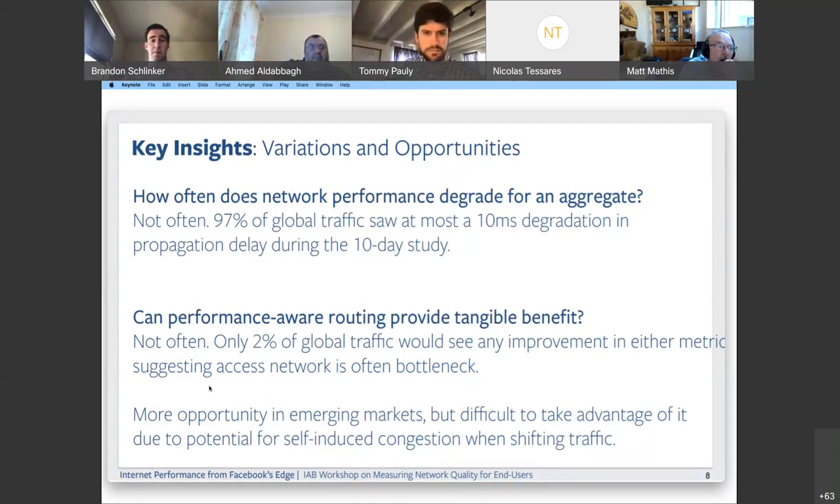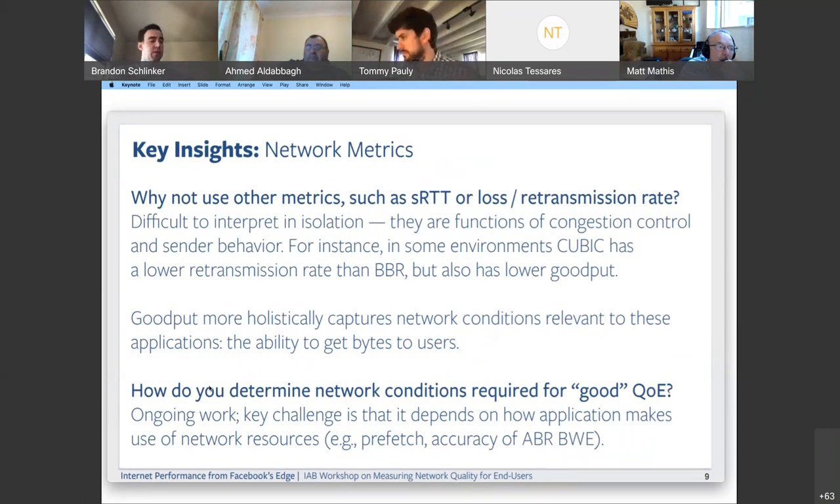Next slide. So I think the final points that are probably most interesting to this group are, why are we using this good put success rate and propagation delay instead of metrics like SRTT or the loss and retransmission rate? The reality is that loss and retransmission rates are really difficult to interpret in isolation. First, they're going to be functions of congestion control and sender behavior. So for instance, in some environments, Cubic has a lower retransmission rate than BBR, but Cubic also ends up having lower good put, and it may struggle to, for instance, provide the good put required for applications.